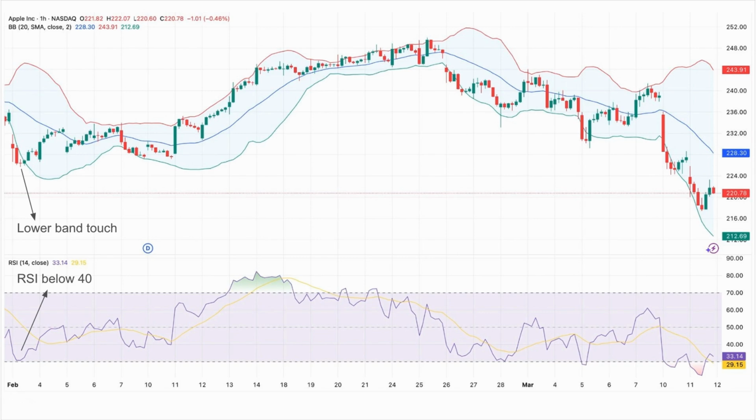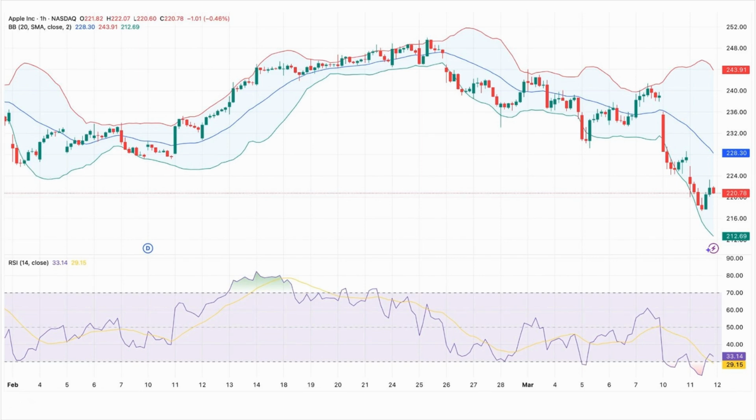However, on February 4th, the stock rebounded toward the middle band, showing early signs of recovery. This signals a temporary shift in momentum, as buyers step in to absorb the selling pressure. Trading tip: when a stock touches the lower band with RSI in the 30s, it often leads to a short-term rebound, but confirmation is needed before calling it a reversal.